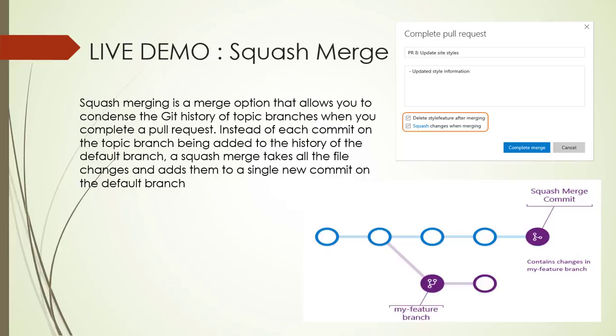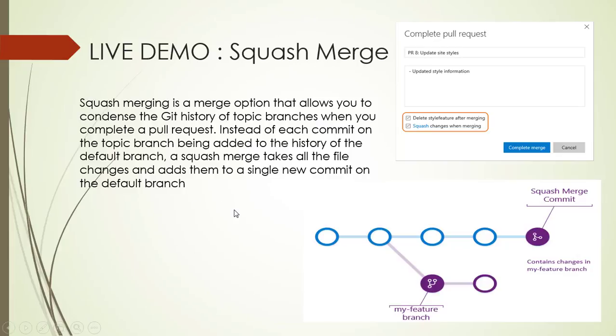Let me show you that also. Instead of each and every commit on the topic branch being added to the history of the default branch, a squash merge takes all the file changes and adds them into a single new commit on the default branch. You can see that on my screen.